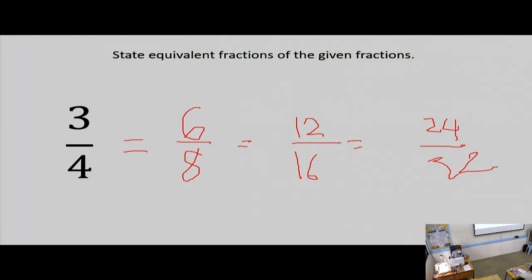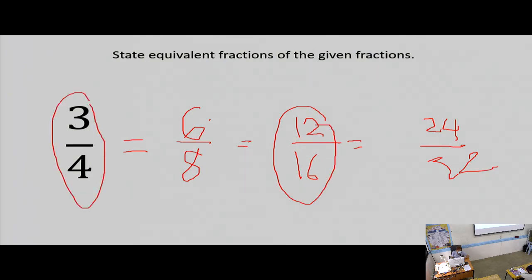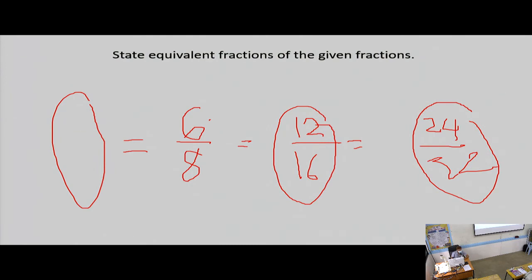So again, this is just 3 over 4 multiplied by 2 over 2. This one is 3 over 4 multiplied by 4 over 4. And this one is multiplied by 8 over 8. But still they are both equal. Okay?